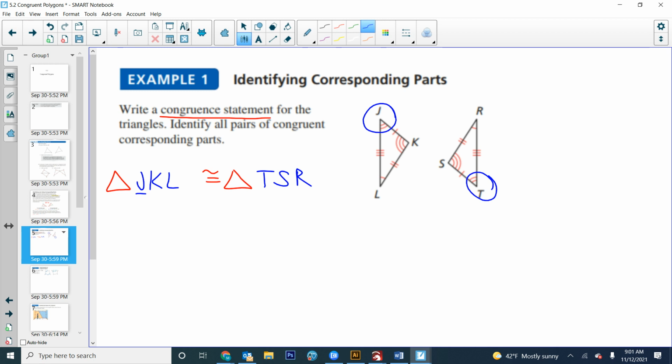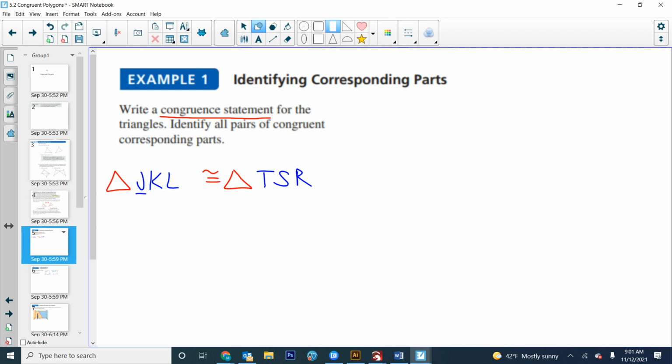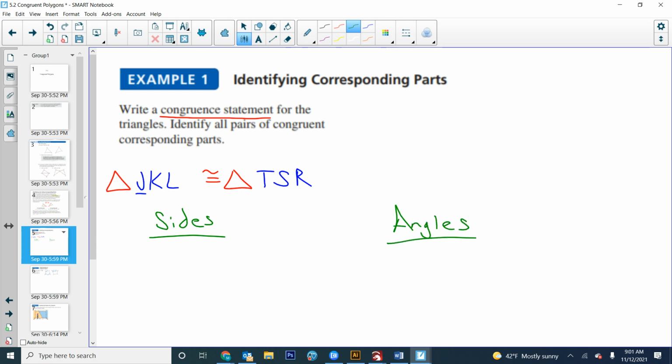Next, identify all pairs of congruent corresponding parts. Are you ready? Sides, angles. I did that for a reason. We don't need the picture anymore. If our congruence statement is correct, we don't need the picture anymore.